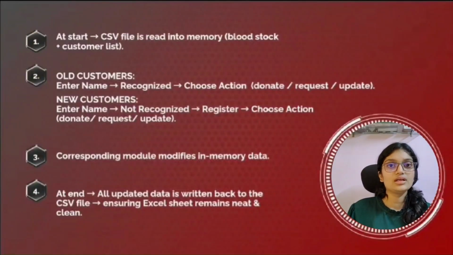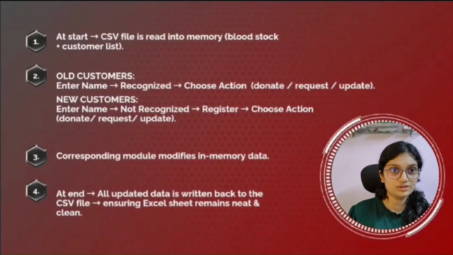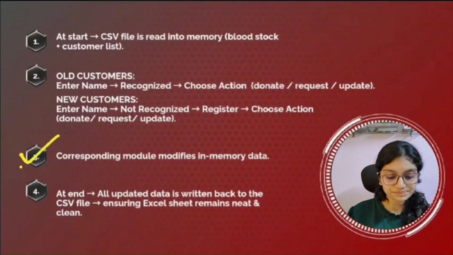Whereas in case of the new customer, once the name does not match the data that is read from the CSV file, the customer has to first register with all his or her details, that is name, contact number, etc. And only after that he or she is free to choose from any of the three actions. Now, the three actions or the three facilities our blood bank mainly provides is to donate blood, request for blood, and then third is to update some of the details like contact number and the fitness state.